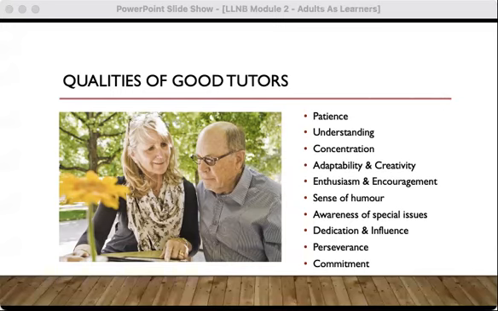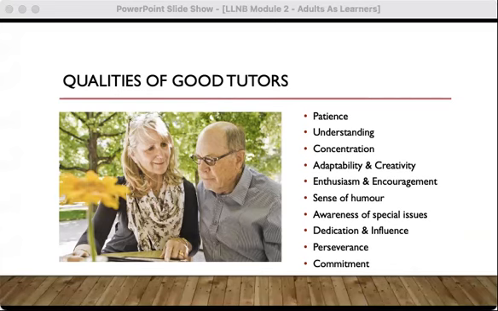Understanding. Many learners have other problems in their lives that are compounded by their lack of skills. These problems will have an impact on their concentration and ability to learn. Concentration. You meet with a learner for a learning session. Try to keep your time focused on the lesson you have planned or the skill you want to develop rather than getting sidetracked by personal or social concerns. Adaptability and creativity. Because each learner is unique, you have to adapt your teaching to the individual's needs and abilities.